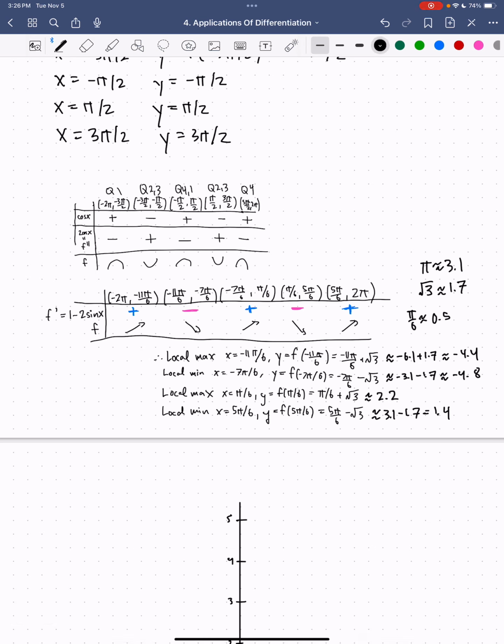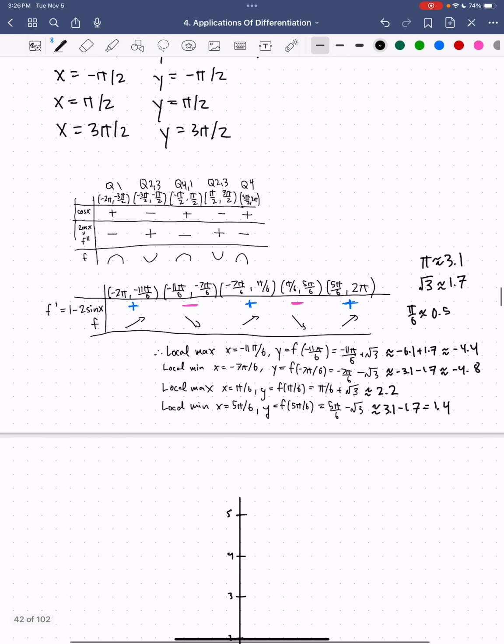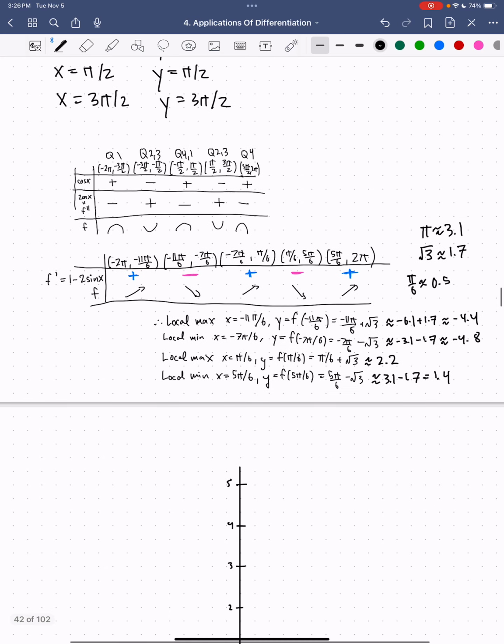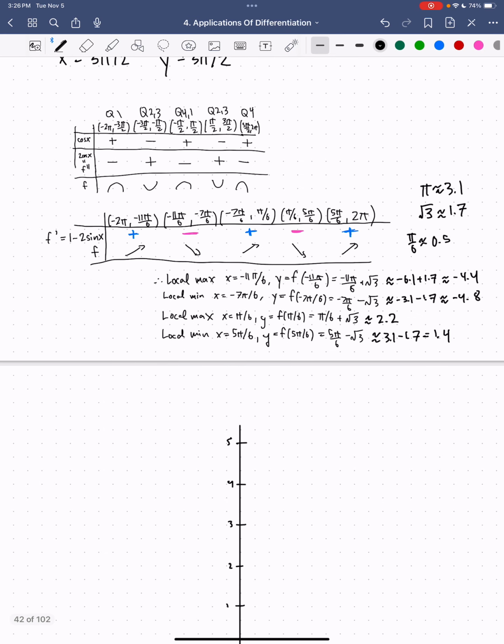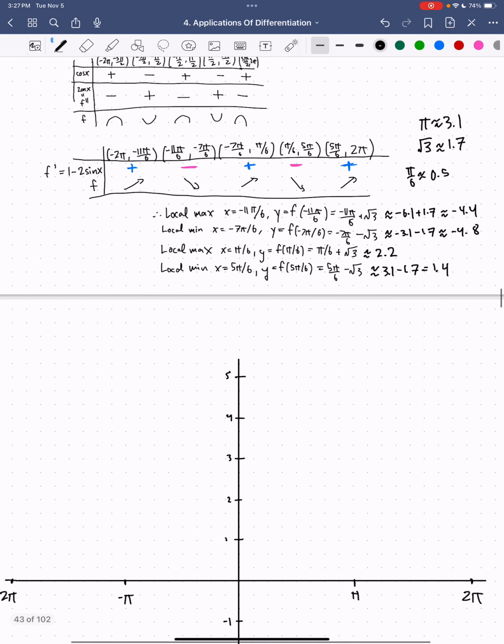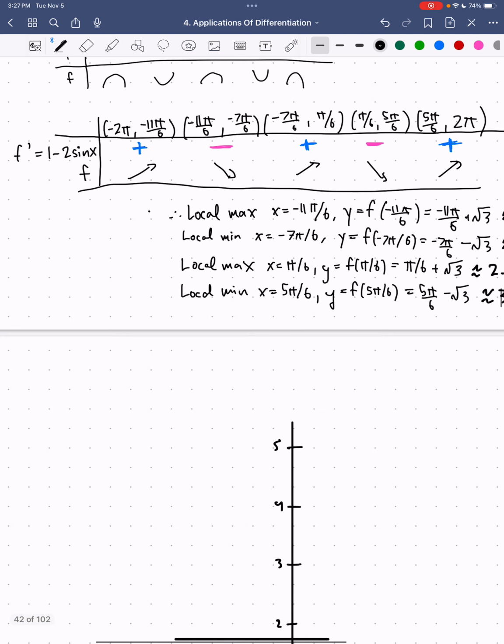I'm going to color code what we've got, or maybe I'll use symbols. For the local maxes, I'm just going to use plain dots, and for local mins, I'm going to use X's.